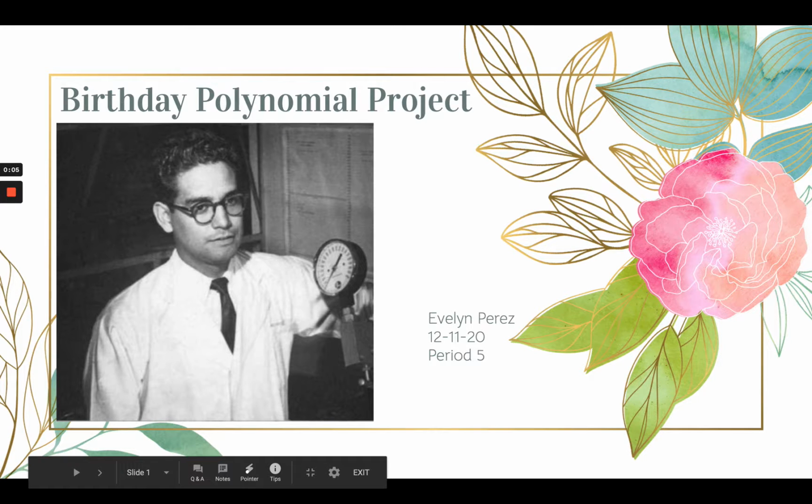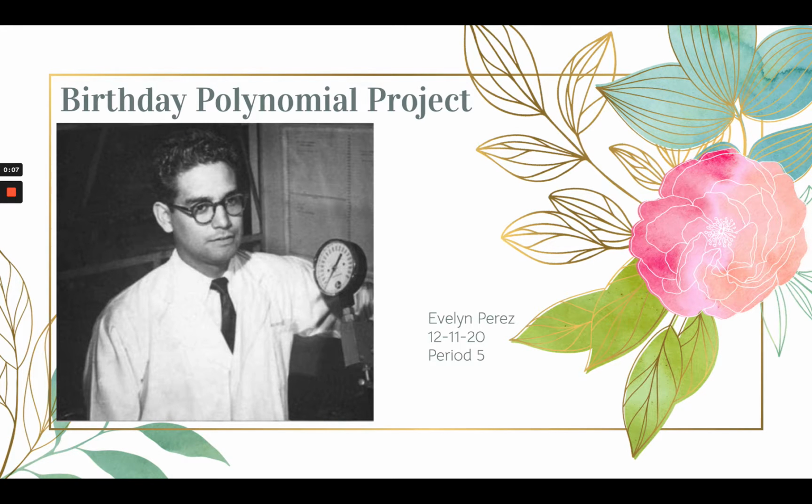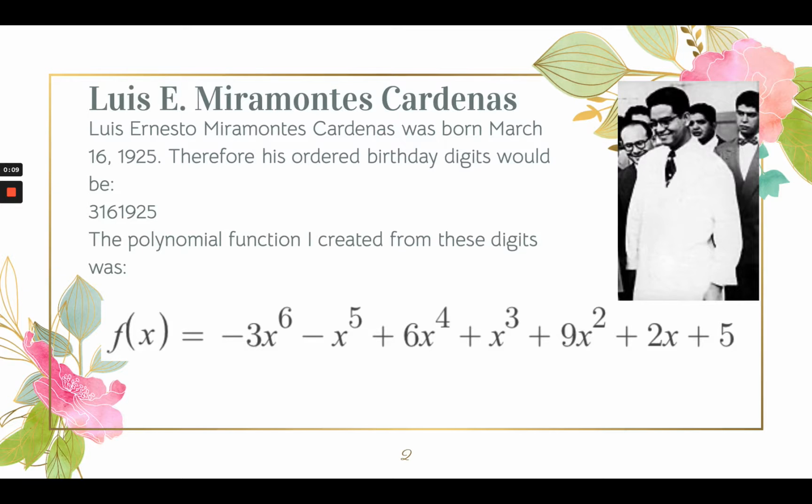Hello, this is my birthday polynomial project on Luis E. Miramontes Cardenas. He was born on March 16, 1925, therefore his ordered birthday digits would be 3161925. The polynomial function I created from these digits was f of x equals negative 3x to the 6th power minus x to the 5th power plus 6x to the 4th power plus x to the 3rd power plus 9x to the 2nd power plus 2x plus 5.